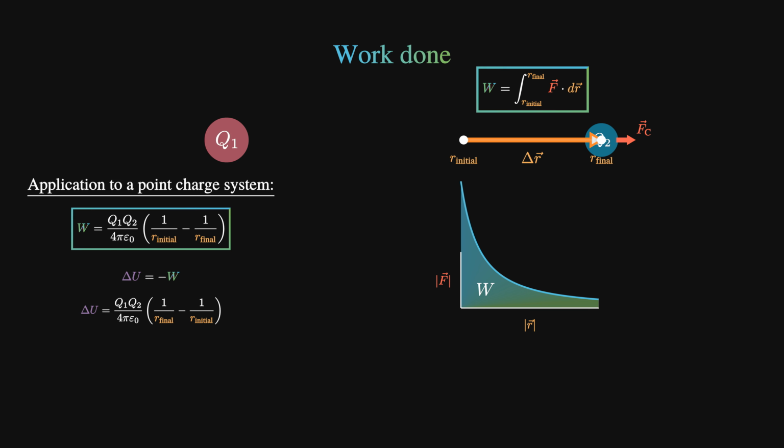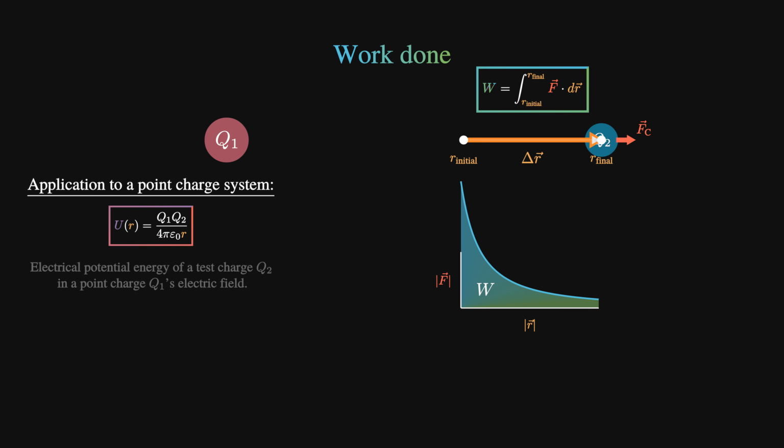Now, we also decided that the change in electrical potential energy is the potential energy at R final minus the potential energy at R initial. Now, if we look at our expression, we can say that the potential energy at R initial, which we logically expect to depend on the position R initial, is Q1 Q2 over 4 pi epsilon naught times R initial, and that the potential energy at R final is Q1 Q2 over 4 pi epsilon naught times R final. More generally, we can say that the potential energy anywhere in our point charge system is just a constant times 1 over R. This is our expression for the electrical potential energy of a test charge in a point charge's electric field.